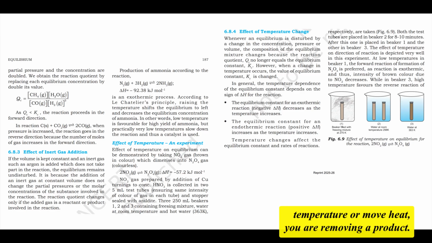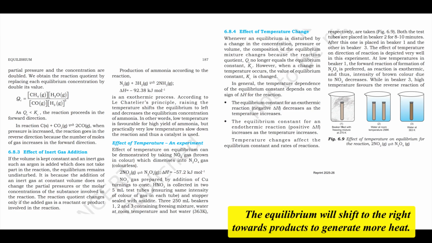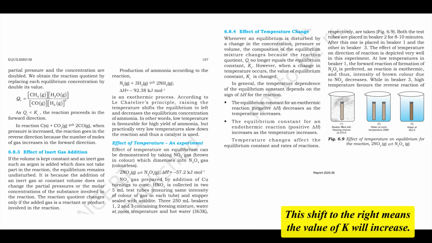If you decrease the temperature or remove heat, you are removing a product. The equilibrium will shift to the right, towards products, to generate more heat. This shift to the right means the value of K will increase.